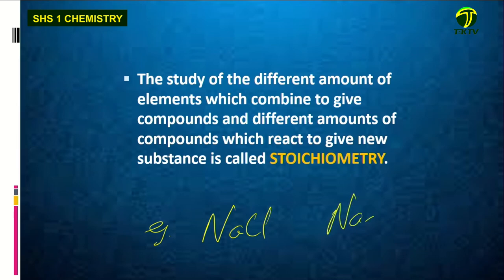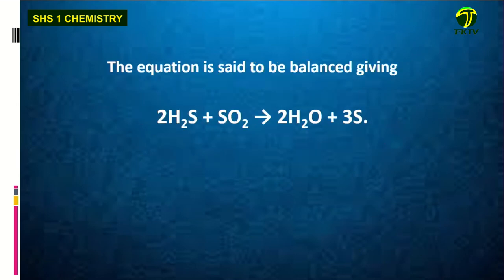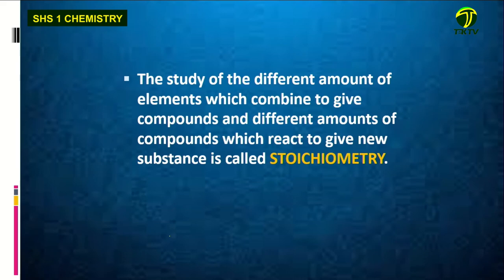So if I write Na2Cl or NaCl2, those compounds are not stoichiometric compounds, because when we combine Na+ and Cl-, it will not give us Na2Cl or NaCl2. So when we say that we studied different amounts of elements which combine to give compounds, or we look at the balanced equation that we saw, we could see that we have two moles of H2S and then one mole of SO2, giving us two moles of H2O and three moles of S. We could see that we have the same number of each kind of atom.